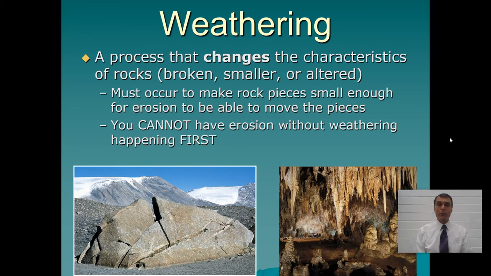And what's important about weathering, one of the things, is that it has to occur to make these rock pieces small enough that erosion can move them later, okay? So we can't have erosion unless weathering has made the pieces small enough to move them around. So some examples here of weathering. You see this rock being broken apart. You see the caves forming. These are both types of weathering.